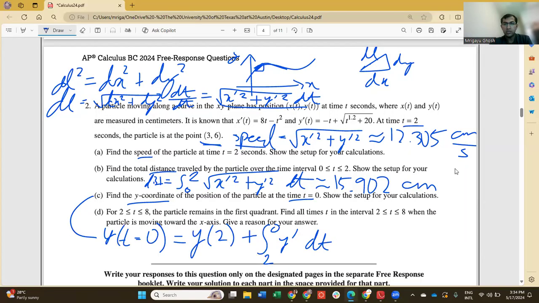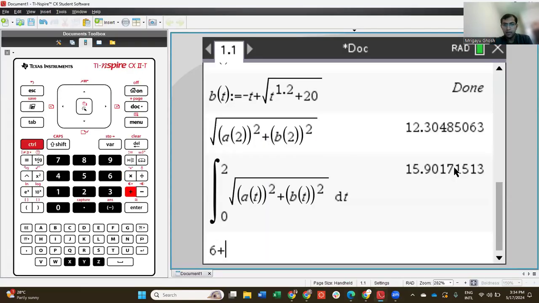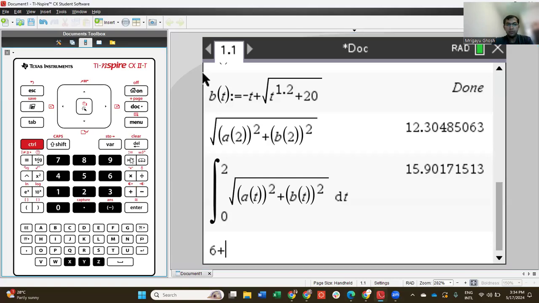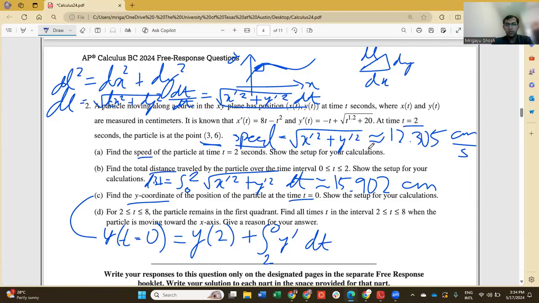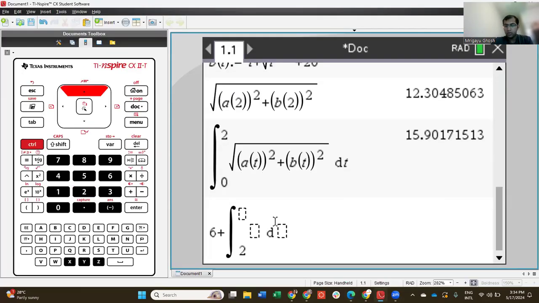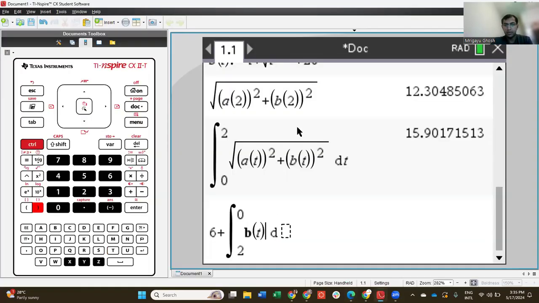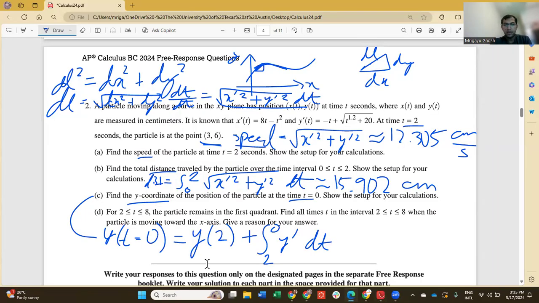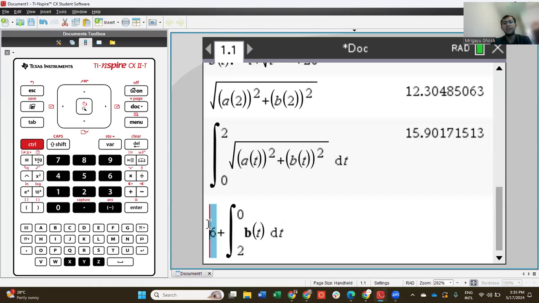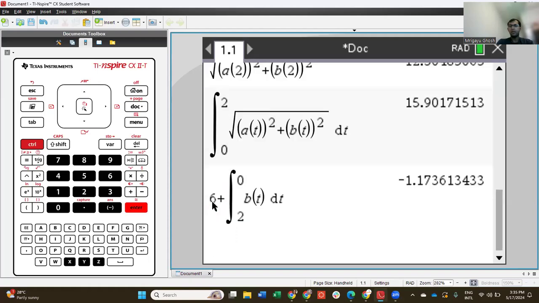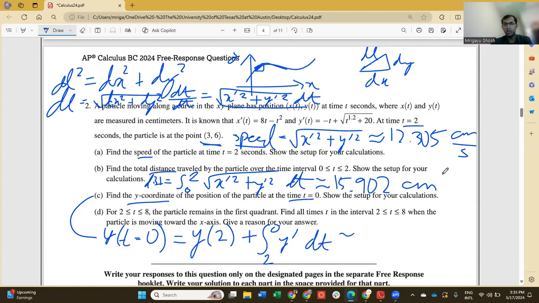So y of 2, as we know, is given to be 6. And then we're going to take 6 plus the integral from 2 to 0 of y prime. Y prime, again, we defined already as b of t, so we can just do b of t dt, right? In fact, I didn't even have to, no, I did have to type this because b of t is y prime, not y. So yes, that is 6 plus the change from 2 to 0 of b of t dt. Okay, which is negative 1.174 approximately.